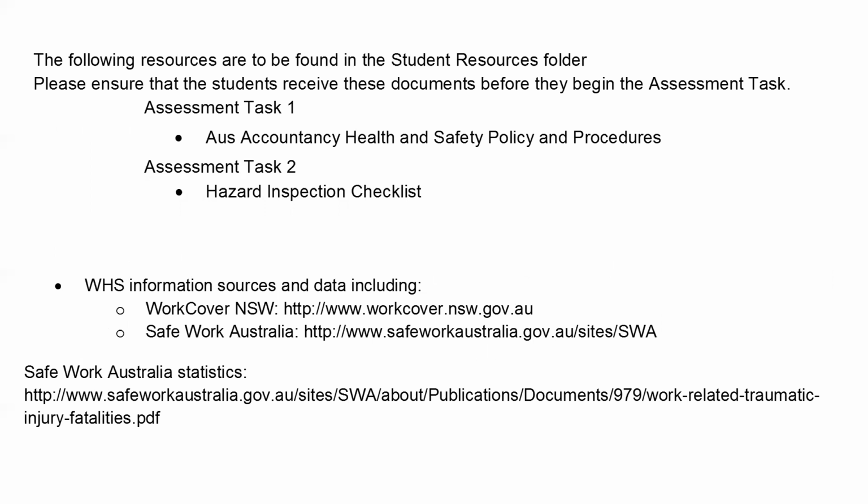The following resources are to be found in the student resource folder. So please check that these files are there in the resource folder on the website. If it's not there, just send us an email that you don't have access to log in. We're going to give you the access. Assessment 1, task 1. This is one of the resources, and the hazard inspection checklist. Both of these we need for assessment 1 and 2.